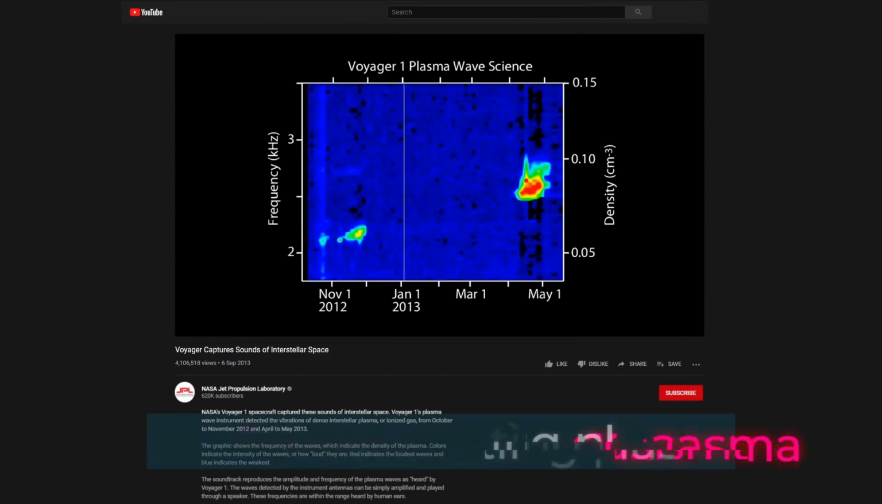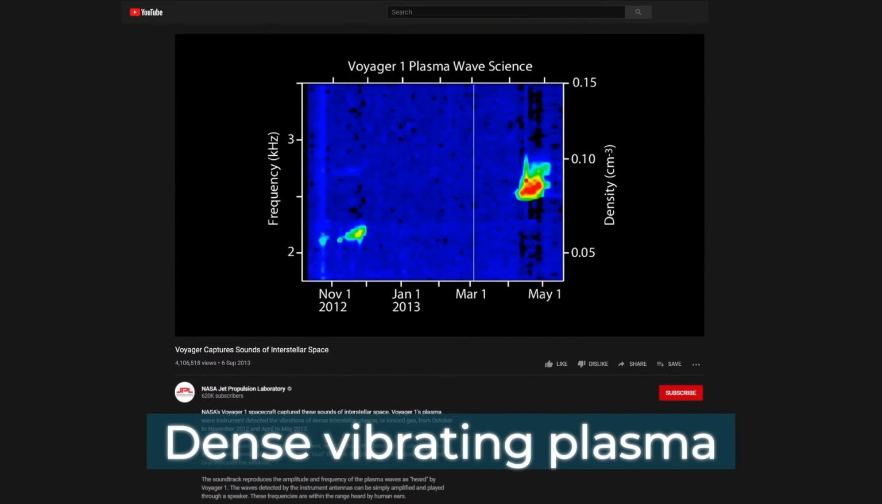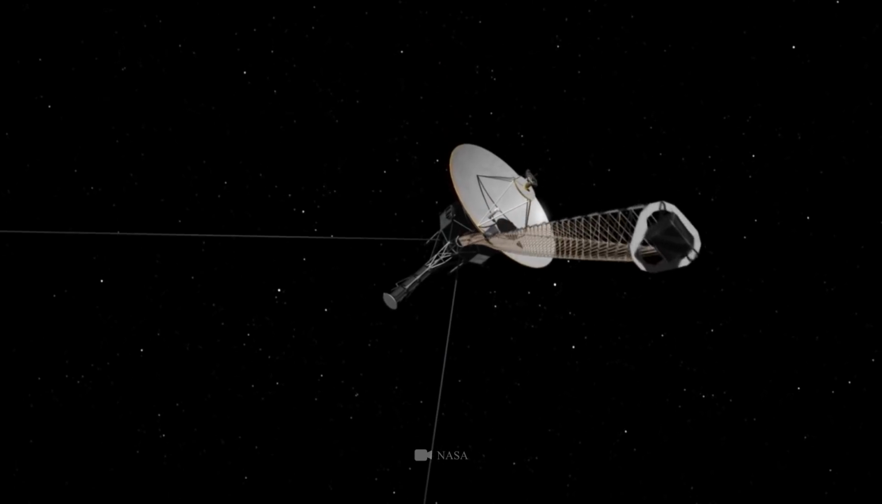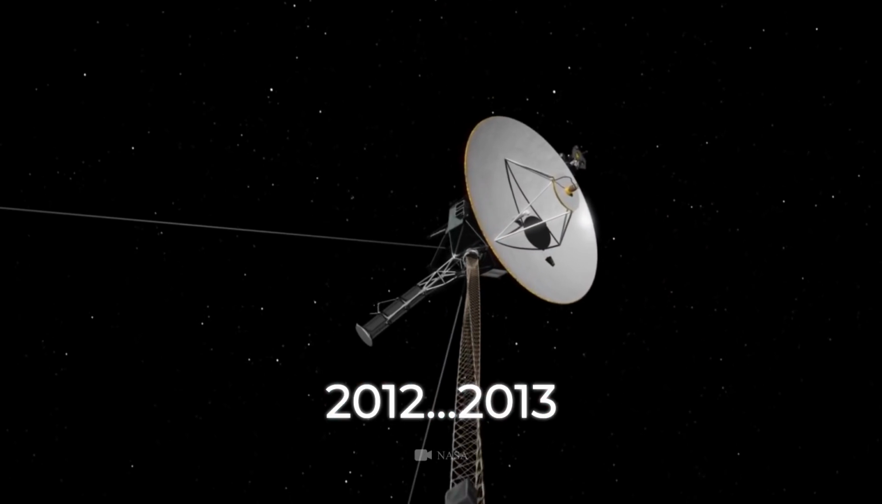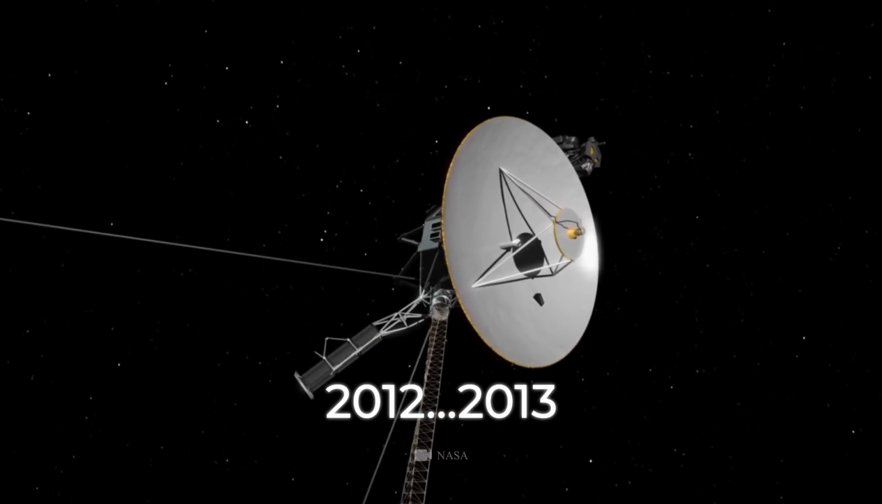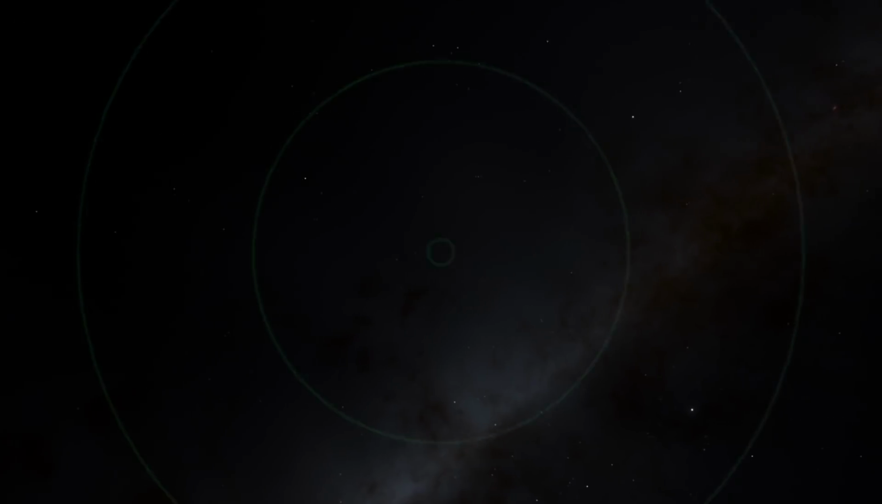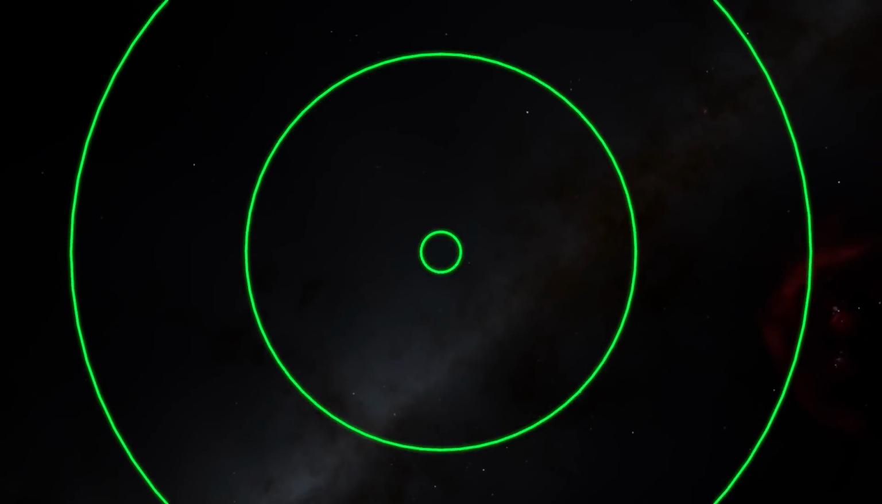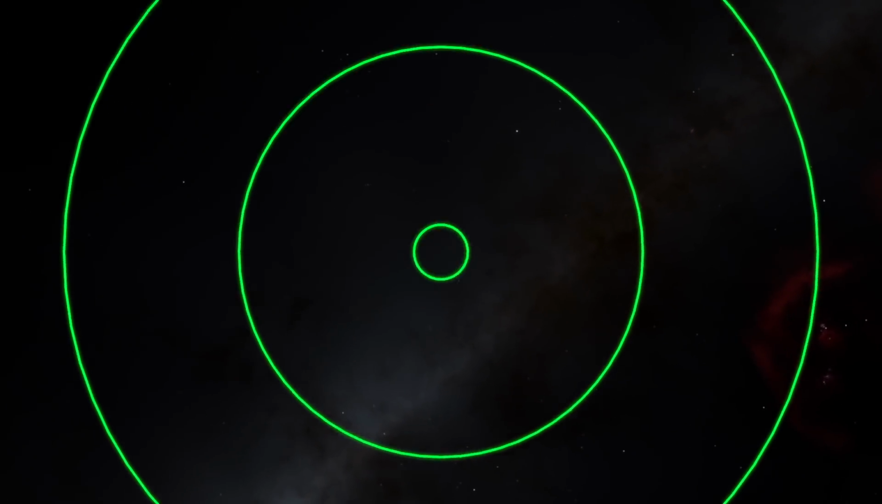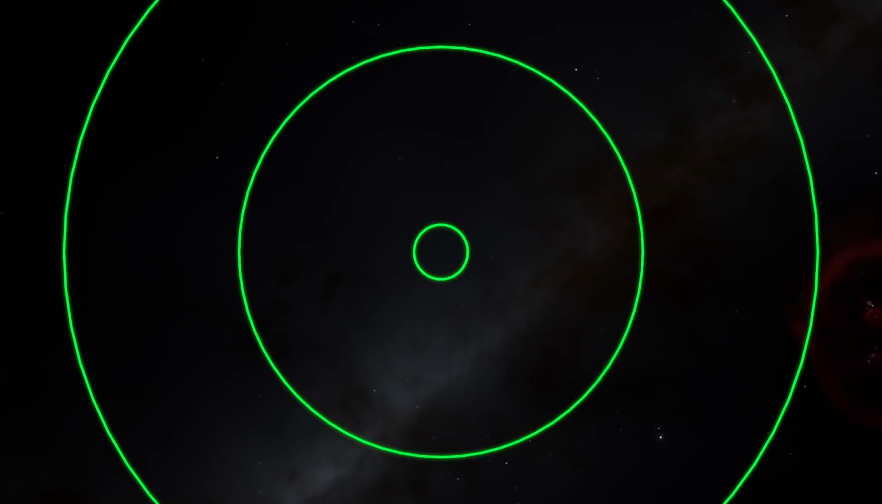This is the sound of dense, vibrating plasma in interstellar space, which Voyager 1 managed to record between 2012 and 2013. Impressive, isn't it? Both craft, as before, regularly transmit data from the most remote region of the solar system, about which we know almost nothing.